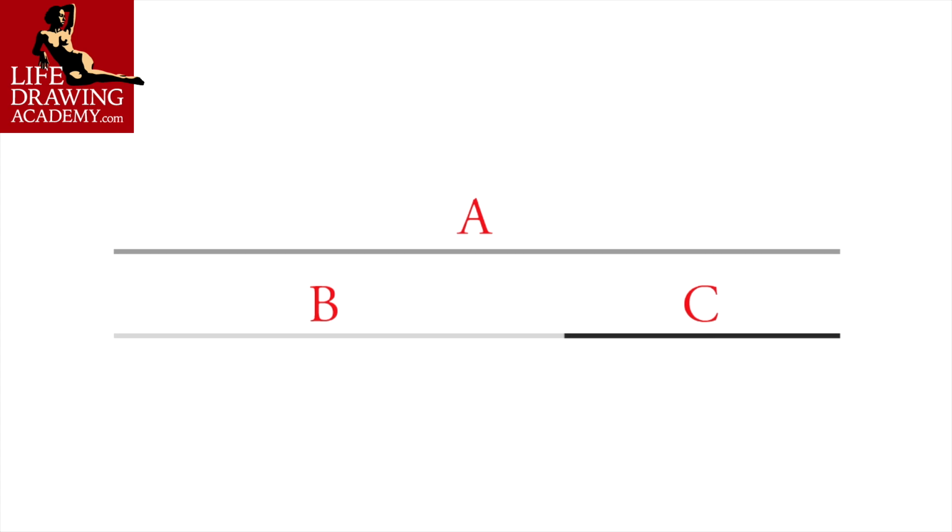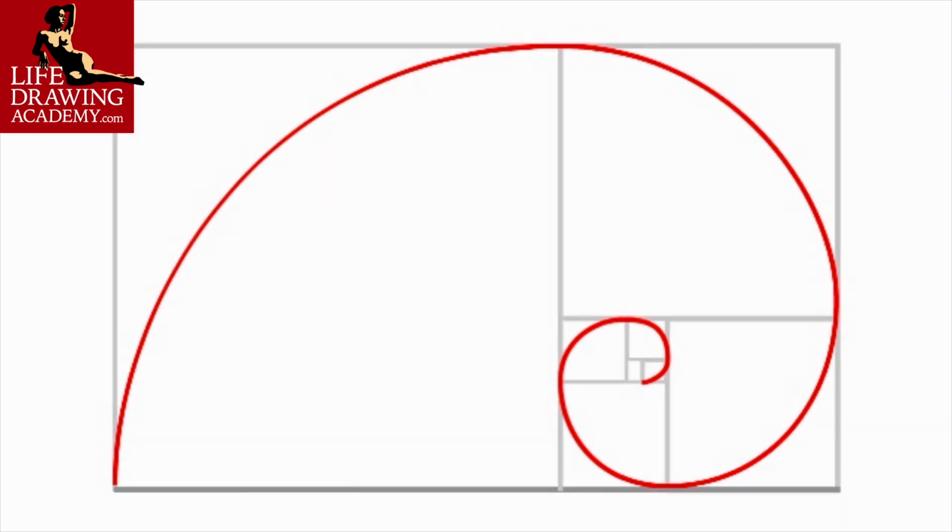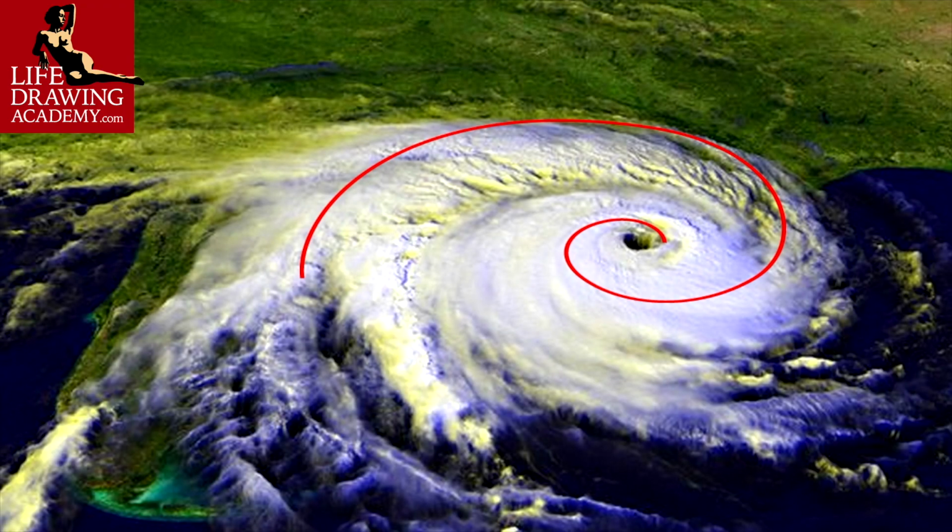The method of the golden rectangles starts with a square and continues with additional squares that correspond to the golden ratio. A spiral goes from a corner to the opposite corner of each square. There are endless examples of golden spirals in nature.